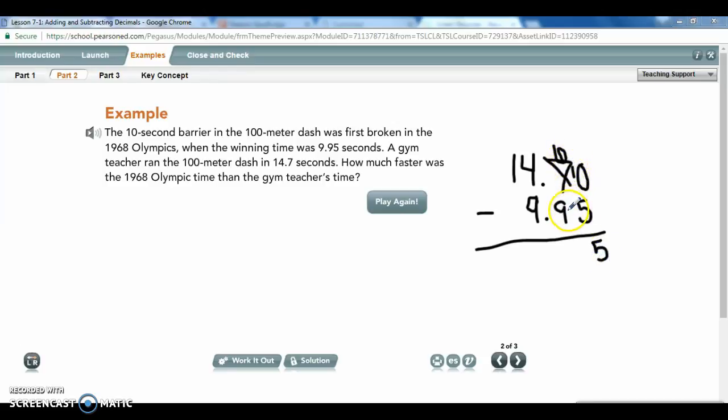6 minus 9 is something that we cannot do, so we have to again borrow. That becomes 16, and 16 minus 9 is 7. Our decimal points come straight down. We cannot do 3 minus 9, so if we borrow one last time, that becomes 13 minus 9, and 13 minus 9 is 4.